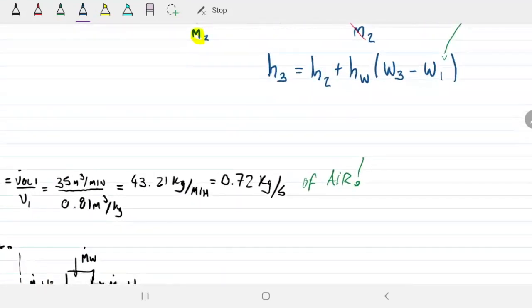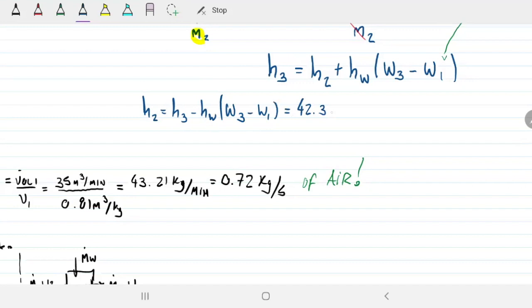Let's do this. If I want to solve for H2, it'll be H3 minus H of water times omega 3 minus omega 1, which will be 42.3 minus, and then you can go to the water temperature table, saturated vapor at 100 Celsius, and that will be 2675.6. Omega 3 is 0.00873, and then omega 1 is 0.00532.